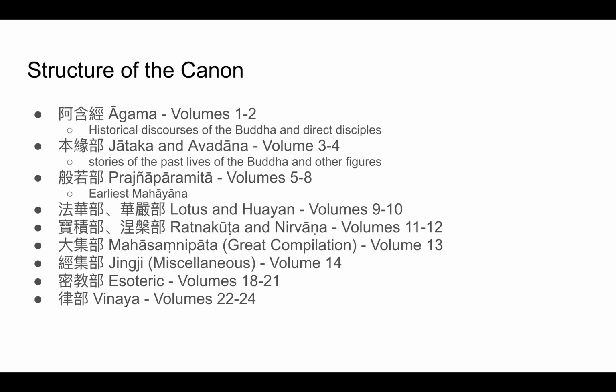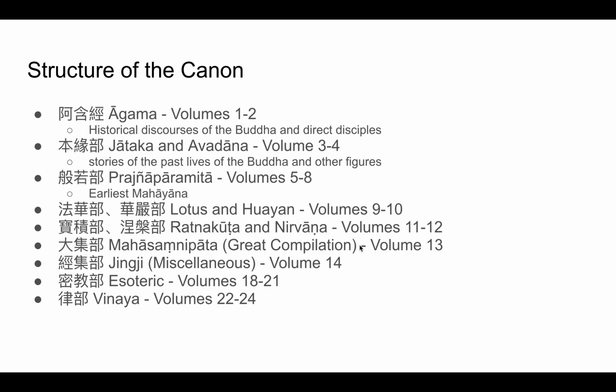The second section here is the Jataka and Abhidharma. The Jatakas are stories of the life of the Buddha, and the Abhidharmas are stories of lives of other figures. For example, King Ashoka and so on. Volumes 5 to 8 are the Prajnaparamita. This is the earliest Mahayana sutras. The later Mahayana sutras are given in the following volumes. We've got the Lotus and Huayan in volumes 9 to 10, the Ratnakuta and Nirvana in 11 and 12, and the Great Compilation 13, some more in volume 14. So you'll find a lot of the popular sutras, Medicine Buddha Sutra, Vimalakirti, etc.